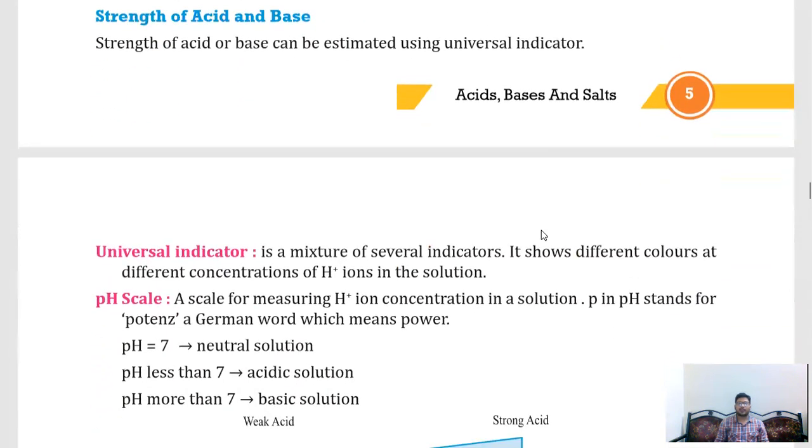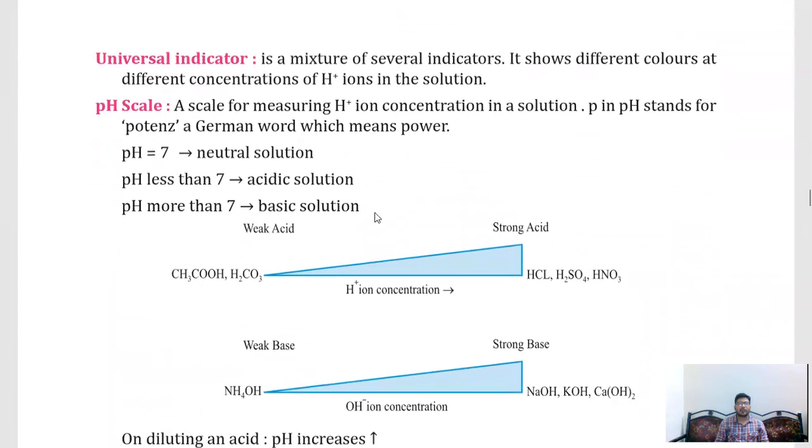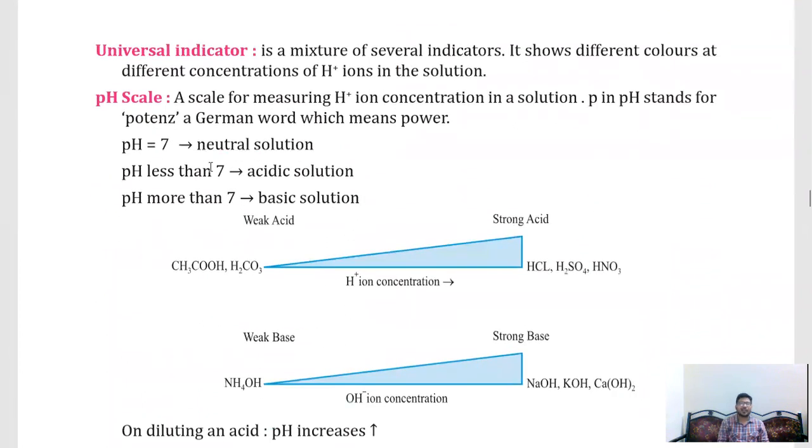Next, strength of acids and bases. How strong is an acid? How strong is a base? How can we say? It is quite simple, by using one scale, the pH scale. With the universal indicator, guys, we will get the pH scale.